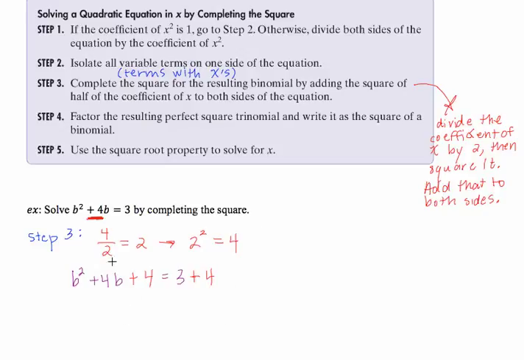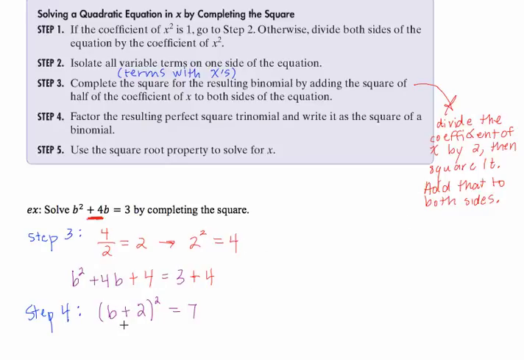Now, what's on the left side should be a perfect square. So we can go to step 4. Step 4 says, factor the resulting perfect square trinomial, that's what's on the left, and write it as the square of a binomial. So let's see, how does b squared plus 4b plus 4 factor? Looks like it will factor into b plus 2 all squared. And on the right side, 3 plus 4 is 7.